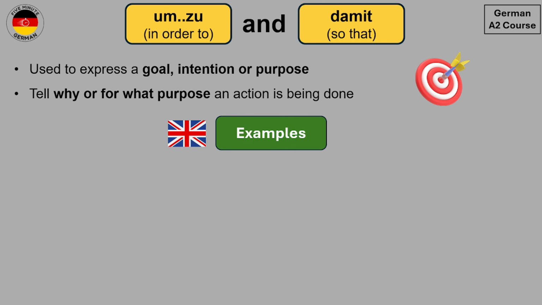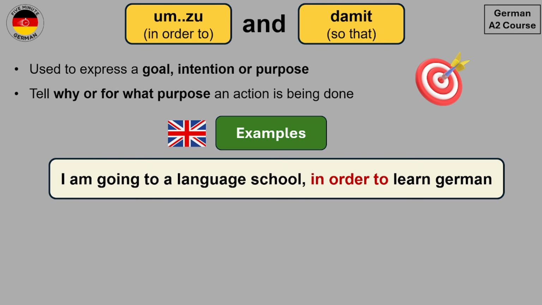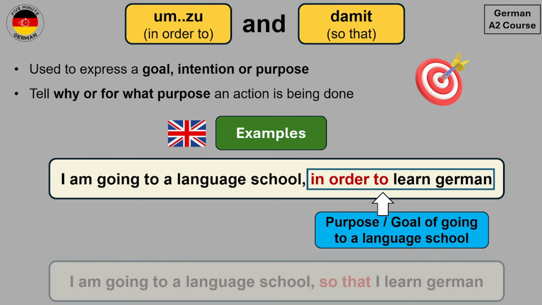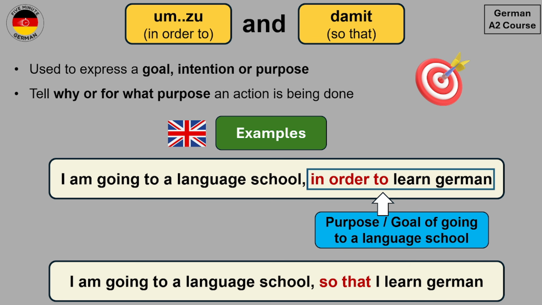Now let's take a look at a few examples in English first so that you understand when we use um zu and damit. So I have the sentence, I am going to a language school in order to learn German. Now in this sentence, the second part describes the purpose or goal of going to a language school. Now the same sentence with damit or so that can be written as I am going to a language school so that I learn German. Now you see that this also tells us the purpose or goal of going to a language school.